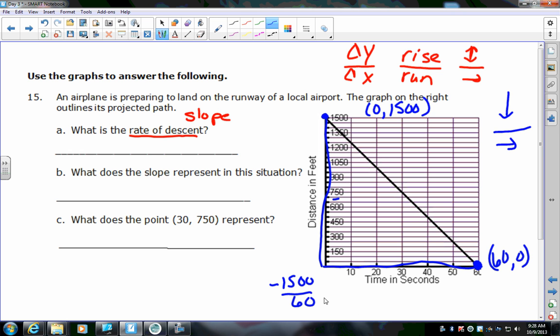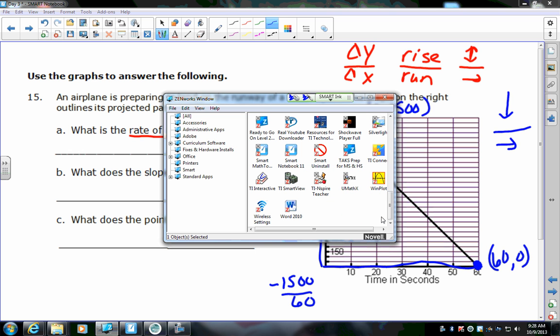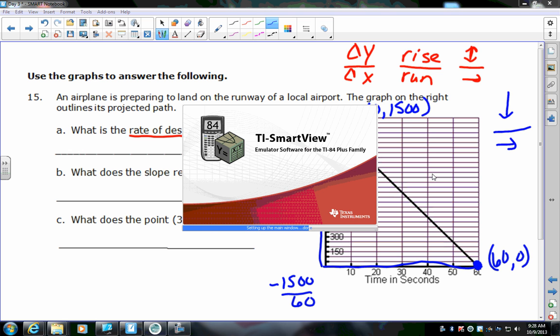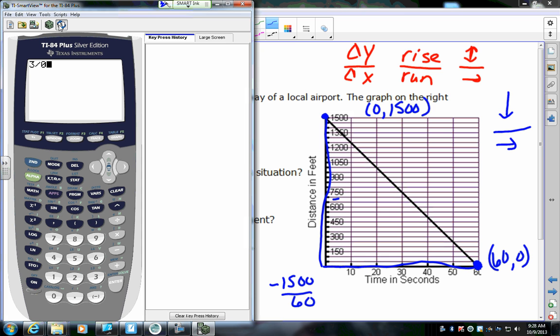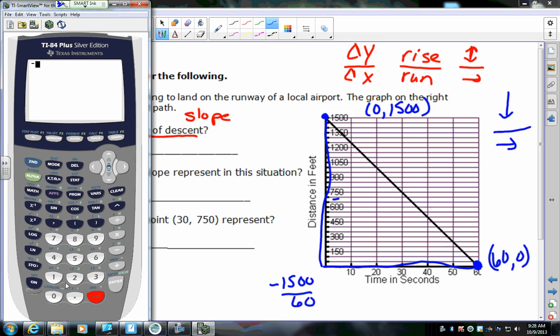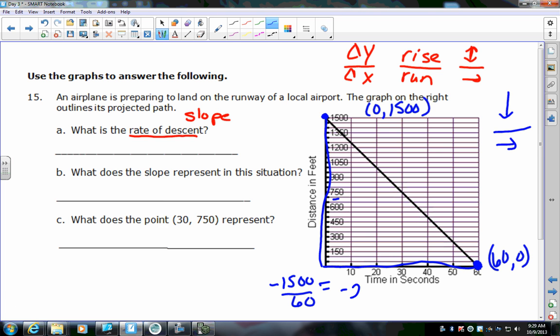Now, if you will just take this, we can reduce it and find out what our rate of change is. Let me pull up the calculator. If we put negative 1500 divided by 60 and press enter, it'll give us a negative 25. So that equals negative 25. That's my slope. That's my rate of descent.